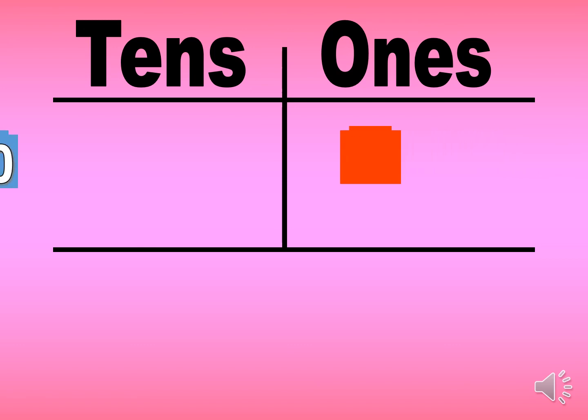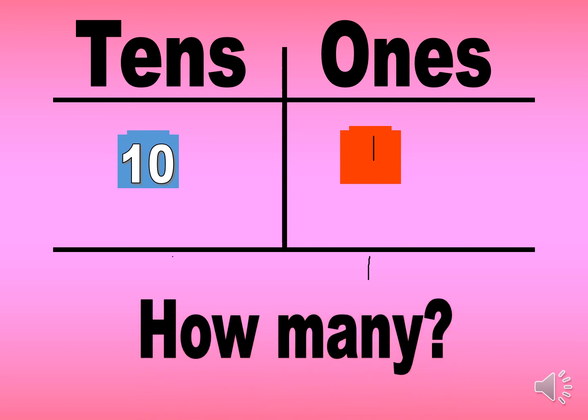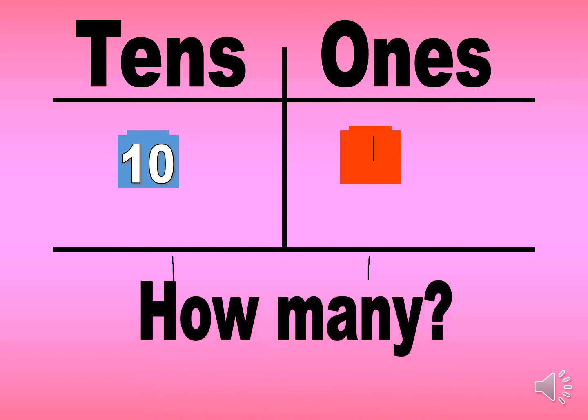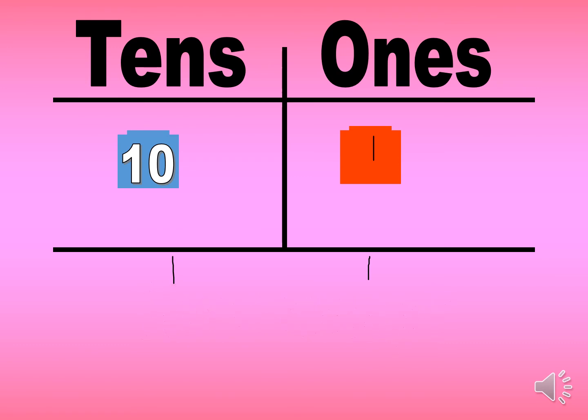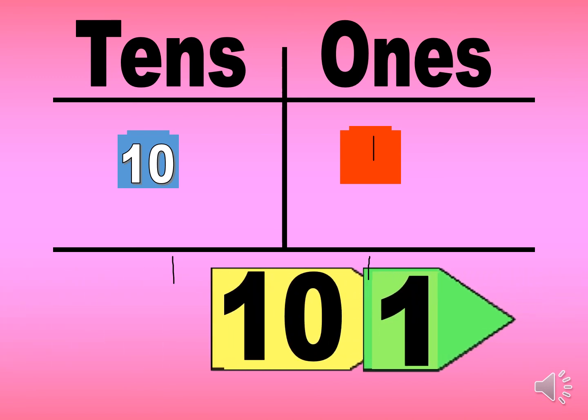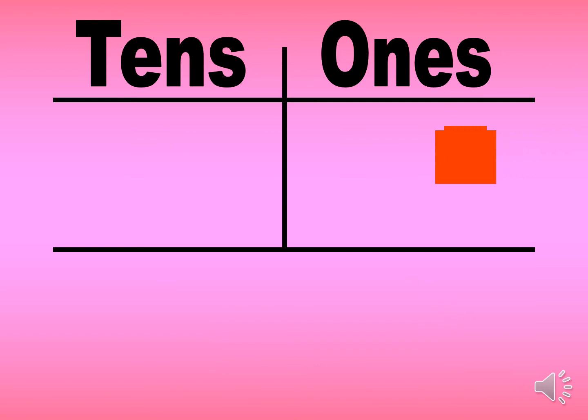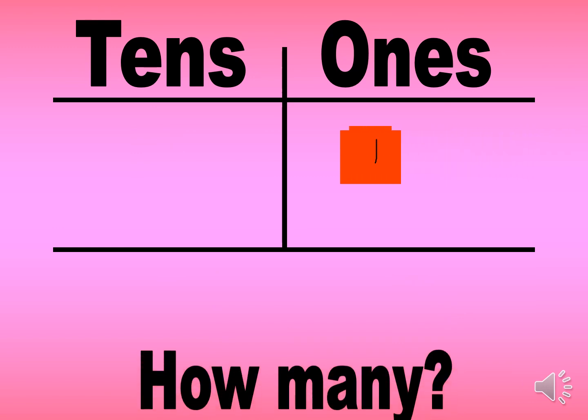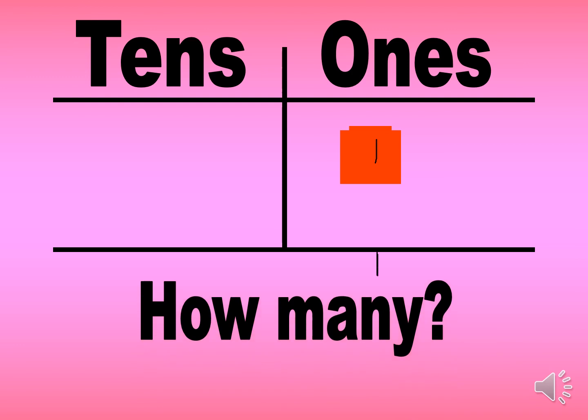Again, let's check our ones. I have 1. How many tens? 1. What's my number? 11. Let's check again. How many ones? 1. How many tens? 0. So, what's my number? 1.